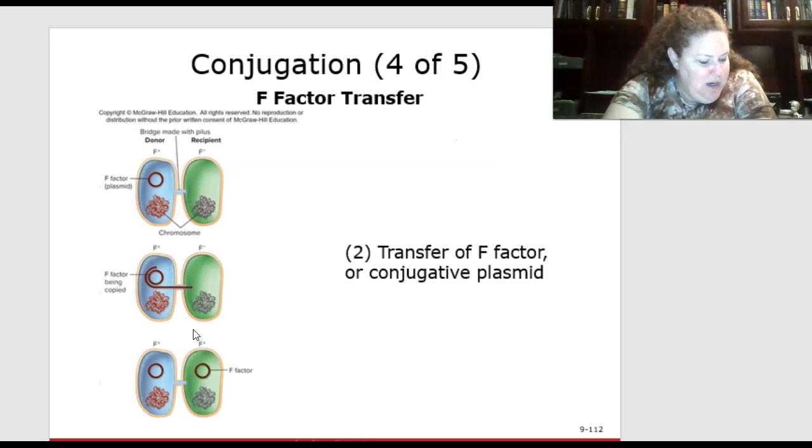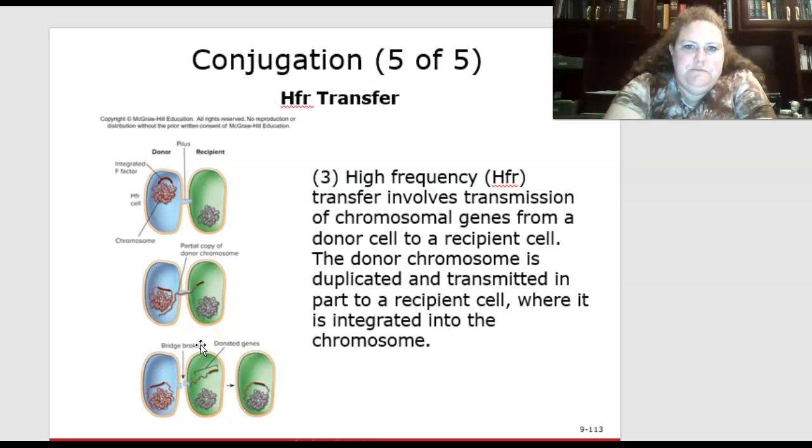So this is the second part of figure 9.24, and this is that transfer of the F factor, or the conjugative plasmid. Okay, so you can see they attach together, and then they're going to spit it out, and then they transfer some of that material. Okay. And then this again is step 3 of process 9.24, and this is the high frequency transfer, or HFR. And this involves transmission of chromosomal genes from a donor cell to a recipient cell.